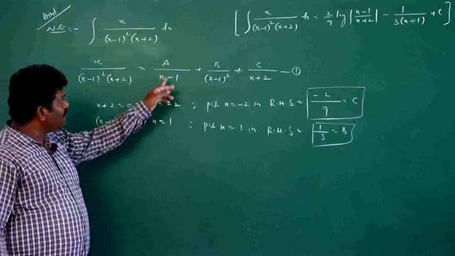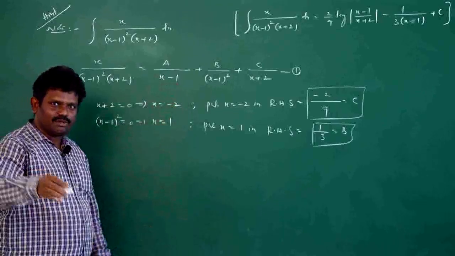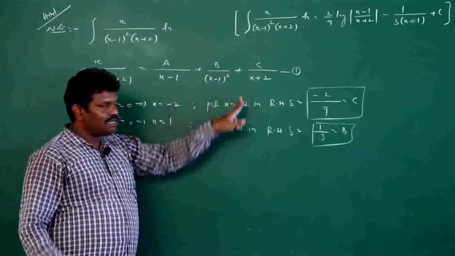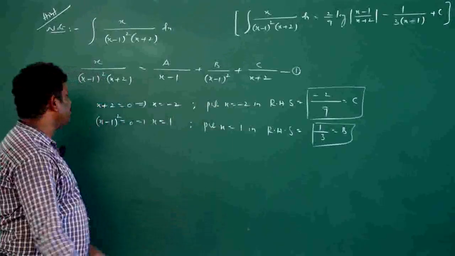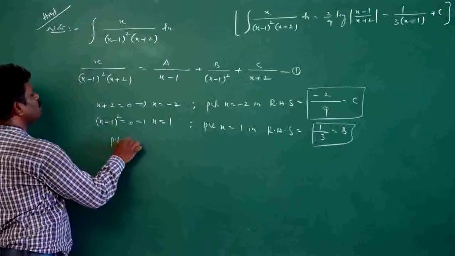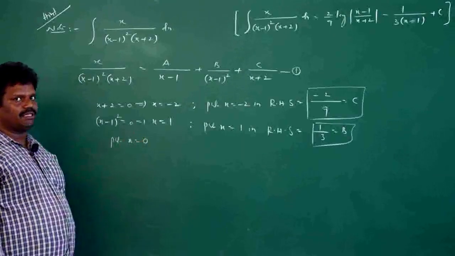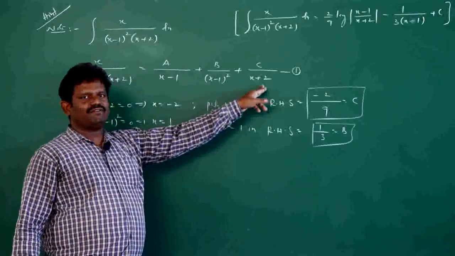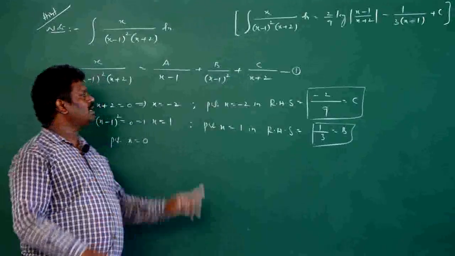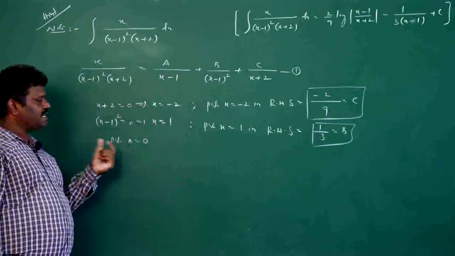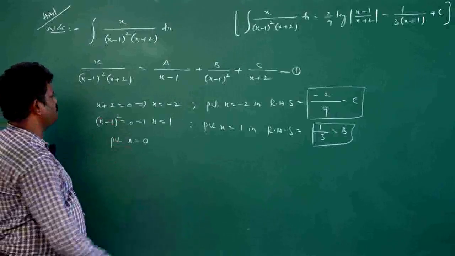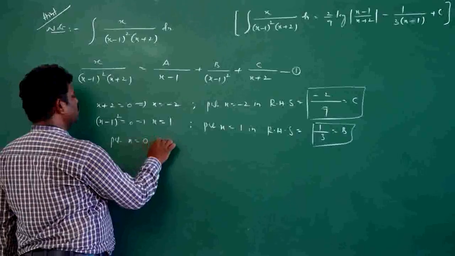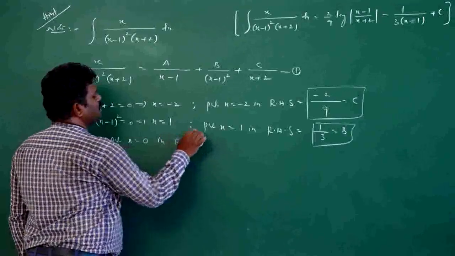Now the remaining value, the A value. For A also x minus 1, x is equal to 1, again you get the same. So if you find these two values, after that you take another value randomly, put x is equal to 0. If you remember that point, in non-repeated factors, first the non-repeated linear factor, then the repeated factor, after that for another factor you take any value randomly, put x is equal to 0 in both sides, in equation 1.